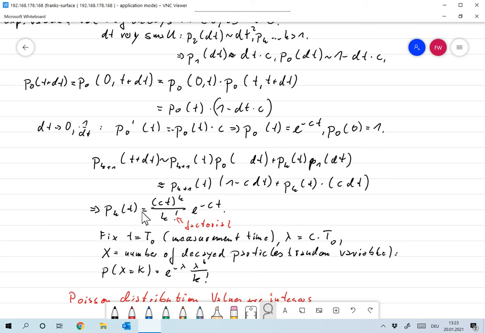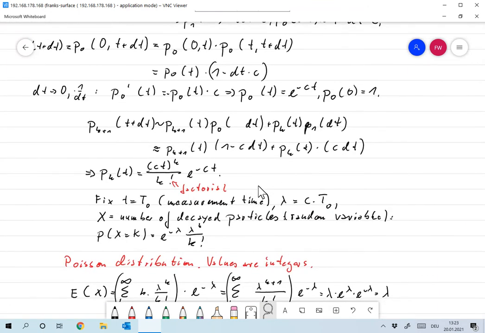We find that pk of t is (ct) to the k over k factorial, I always forget the English translation of that, times e to the minus ct. And of course, that coincides with the one above if I set k equal to zero.